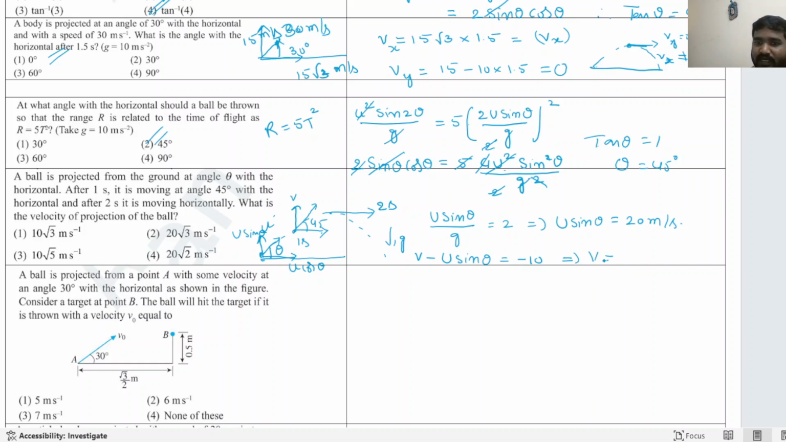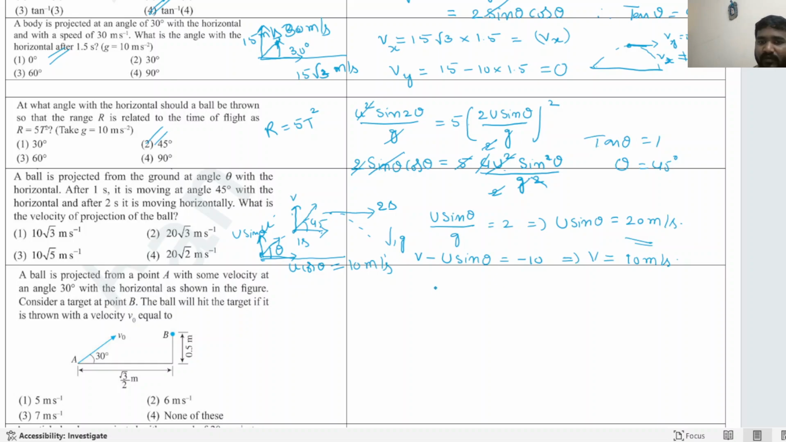Therefore, velocity at time t equal to 1, you get minus 10 plus 20. Therefore, you get 10 meter per second. So hence, after 1 second, the horizontal component of velocity and the vertical component of velocity will be the same. Therefore, the horizontal component of velocity is 10 meter per second and the vertical component of velocity is 20 meter per second.